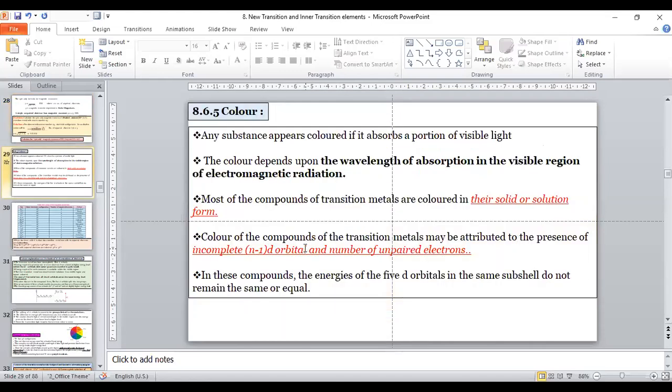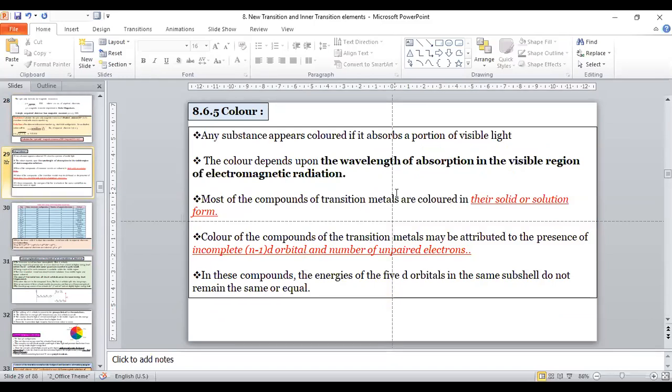Then if the question is not on oxidation state, not on magnetic moment, then 100% there will be a question on color. D block elements show color, and four things are responsible for this color. First one is the number of unpaired electrons in the d orbital. Second one is d-d transition. Third one is the nature of the ligands which are attached to the central metal atom. And fourth is the geometry of the complex.